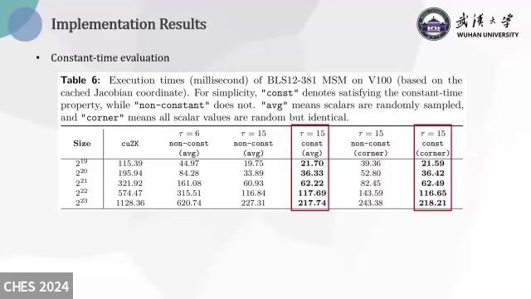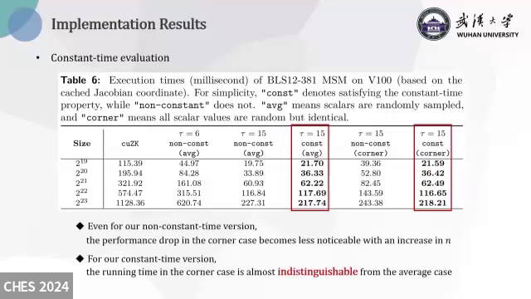Finally, we conducted a comprehensive evaluation of the constant time version, and the results show that for our constant time version, the running time in the corner case is almost indistinguishable from the average case. Additionally, it is important to clarify that although our non-constant time version is affected by the scalar distribution, the performance drop in the corner case becomes less noticeable as n increases. So users can choose either version according to their specific needs.